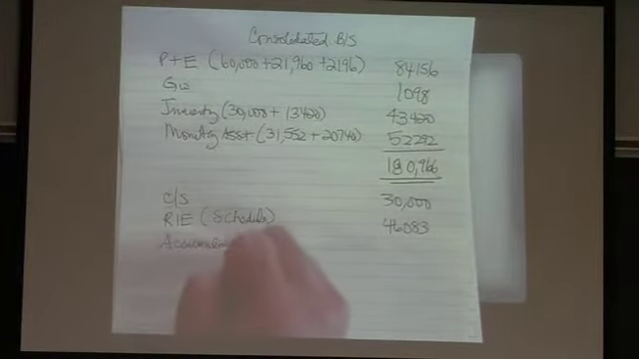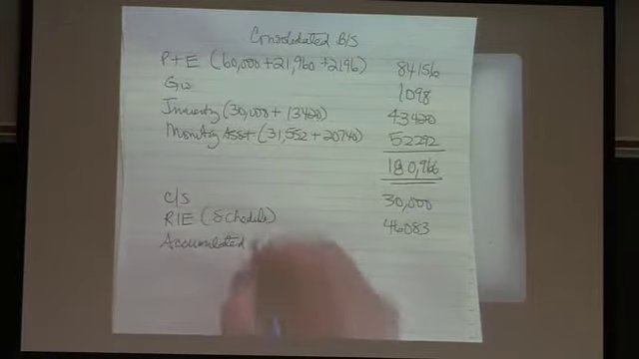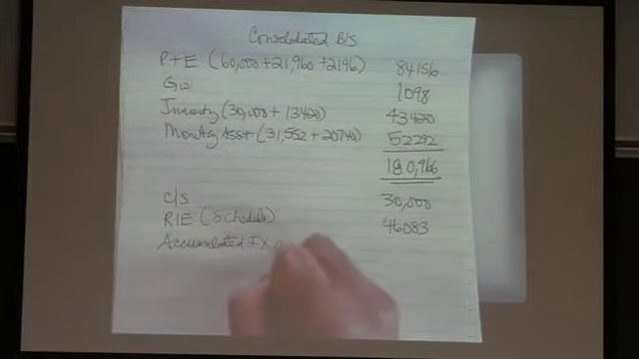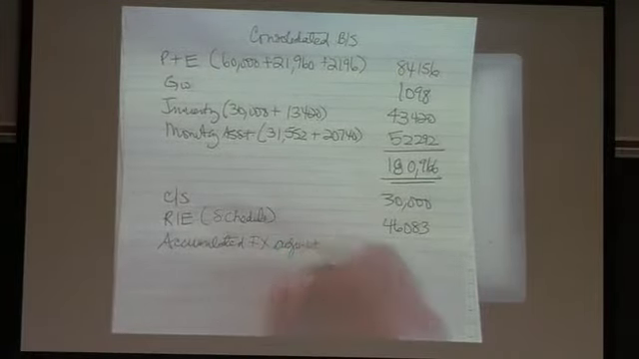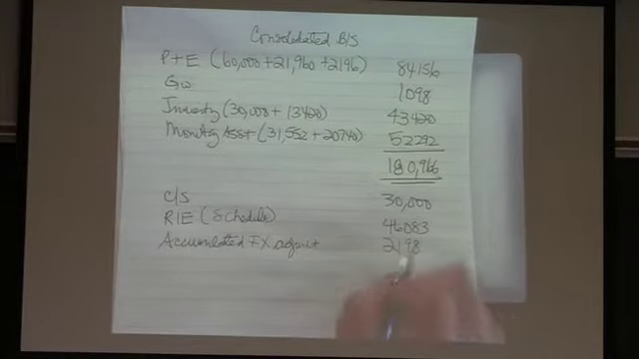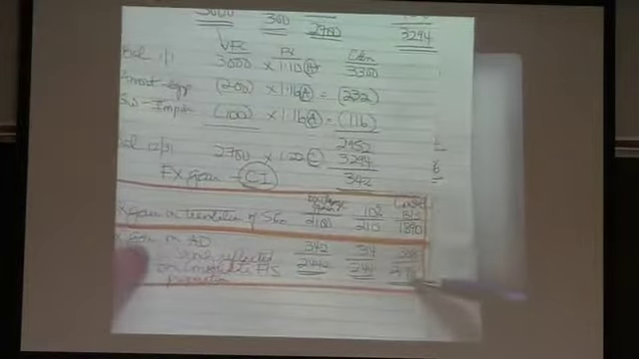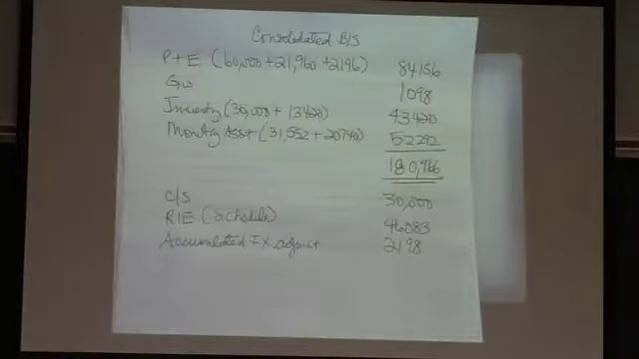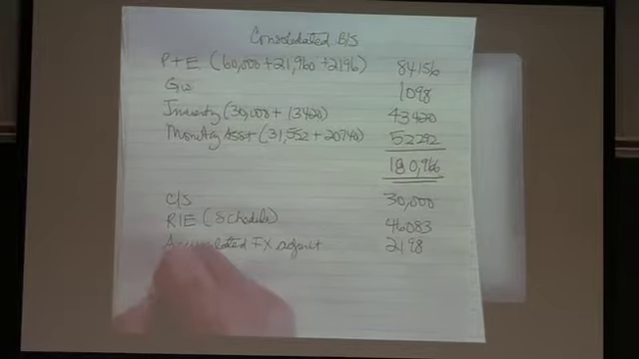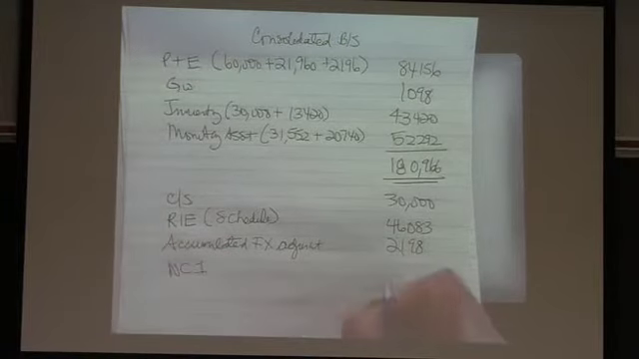Accumulated OCI, or FX adjustment in OCI, is 2198, and that came from our analysis. It was these two, right? The sum of these two. And that was our 90%. That's our 90%, right? NCI, we just did that.